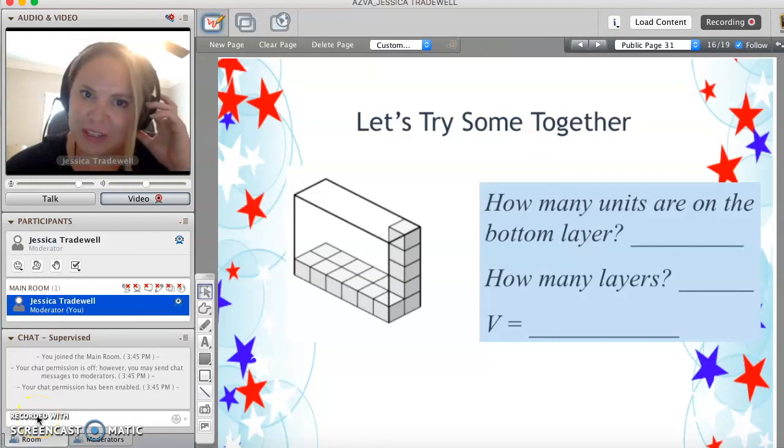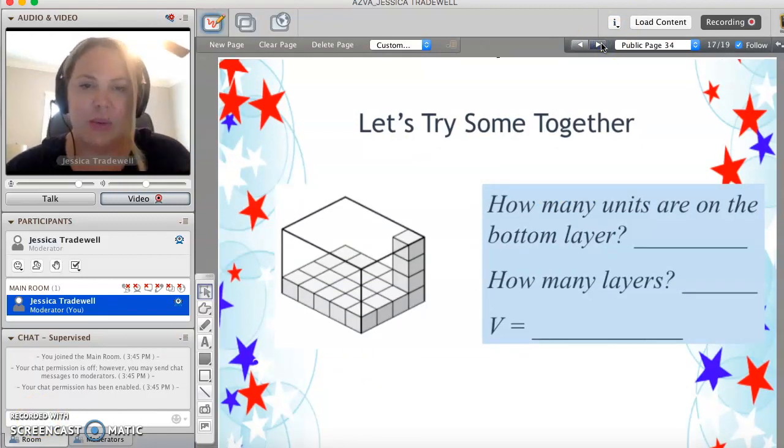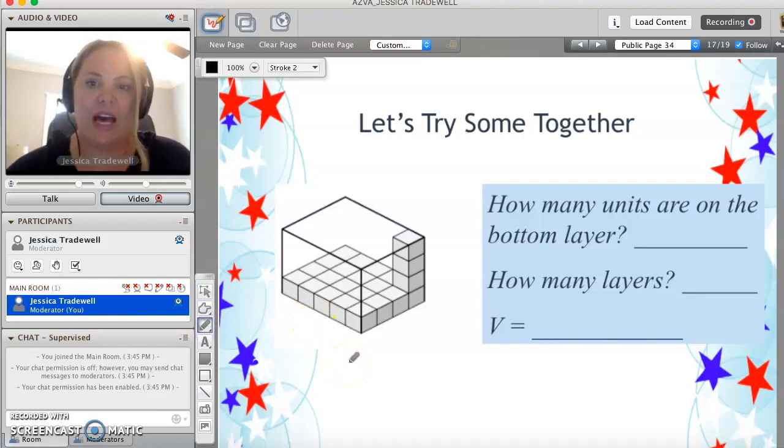Alrighty, I hope you were able to figure that one out. Make sure your answer is recorded. Let's try one more together before I let you go. This one's a little bit more challenging, so we're going to take it nice and slow. So first off, how many units are on that bottom layer? Let's go ahead and just label this. We have 4. Do it with me on your whiteboard. It'll make the next part of your individual practice so much easier.